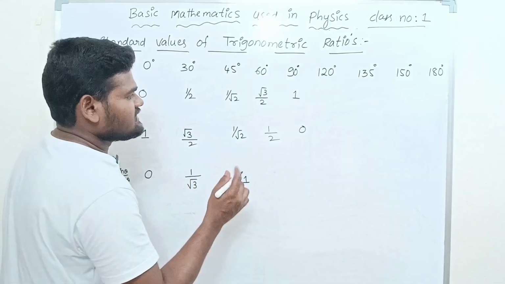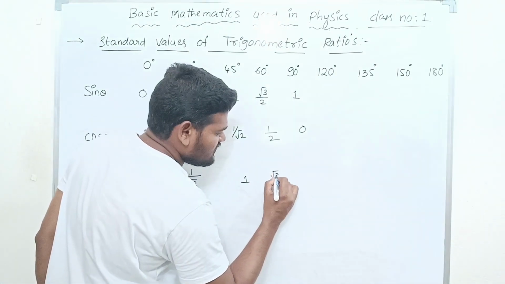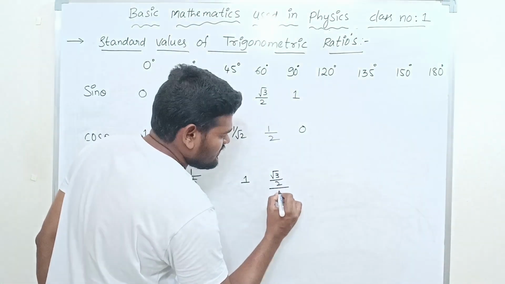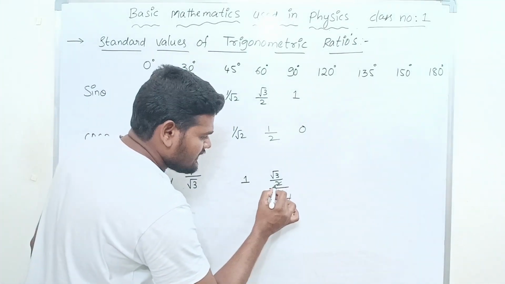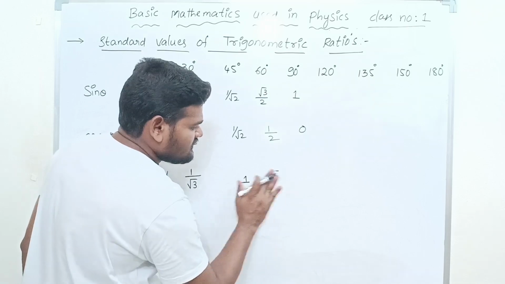Next, tan 60. Tan 60 is nothing but what? Sin 60 divided by cos 60. Okay. 2 2 get cancelled out. Root 3 by 1 means root 3.